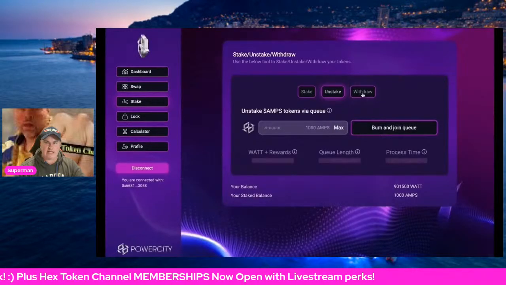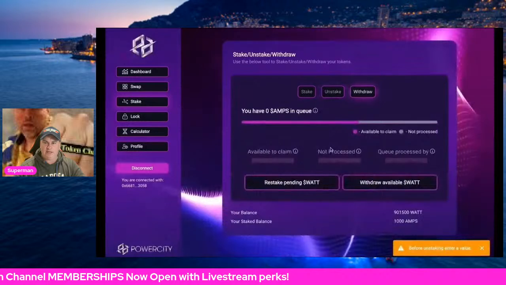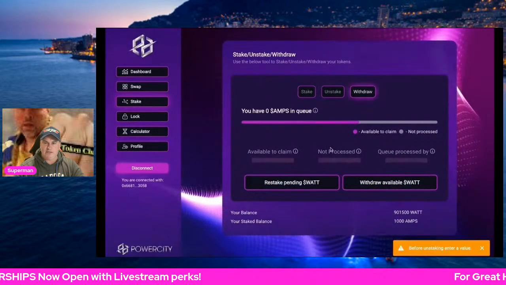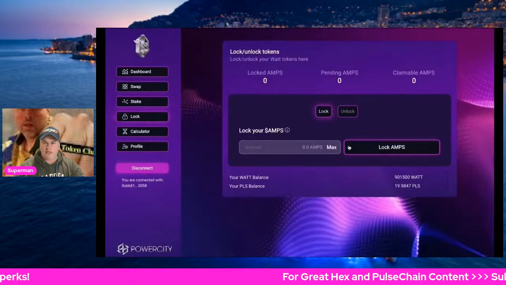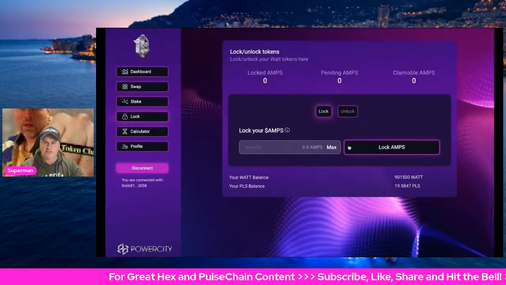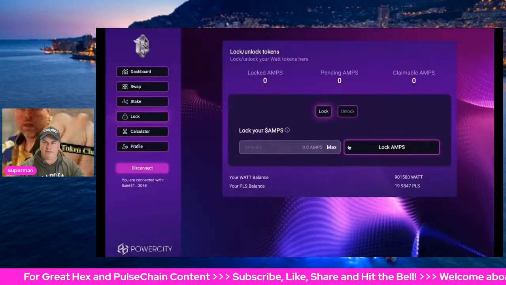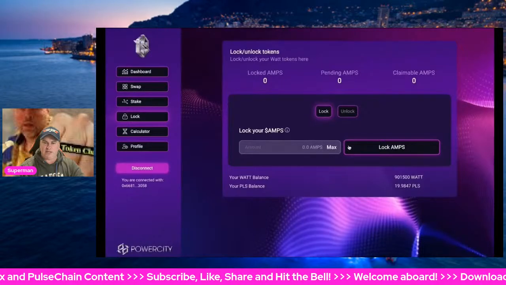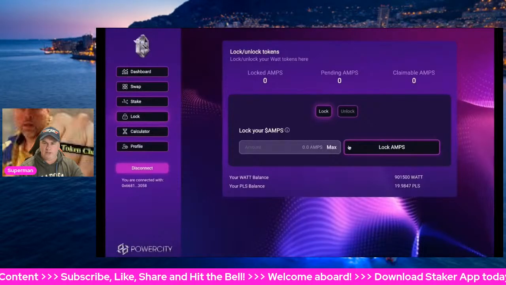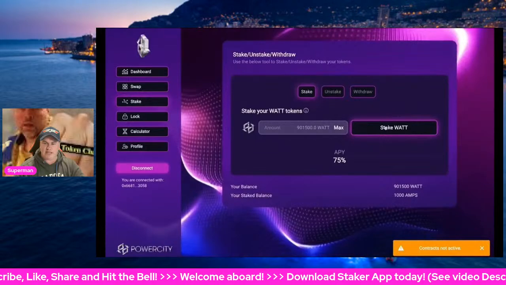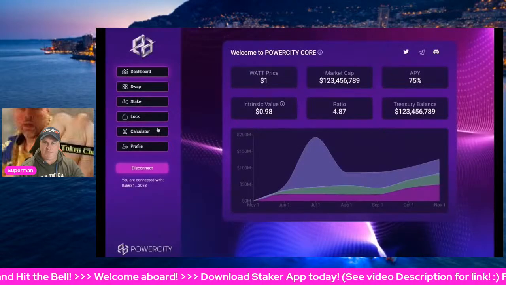They've got the stake, unstake, and withdrawal there, and of course you've got the same with withdrawal. So just going through some of the features there. Pretty cool. What else do we have? Lock, unlock tokens, lock your watt tokens. They can do that: locked amps, pending amps, and claimable amps. That's pretty cool. And what else have they got there? Unstake again. Welcome to Power City.